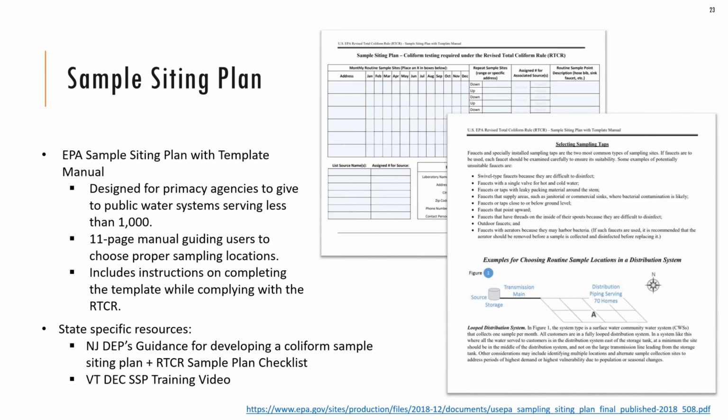Vermont DEC also has an RTCR webpage where they have a video in which staff demonstrate how to complete a sample siting plan step by step, along with a few examples of completed plans, which utilities can use as a reference when they have to build their own. Water systems should be aware of their existing sample siting plan if they have one, and make sure to follow those instructions to maintain compliance with monitoring requirements. If systems do need help with developing their site plan or help finding laboratories to test their samples, go ahead and definitely contact your state agency for assistance.